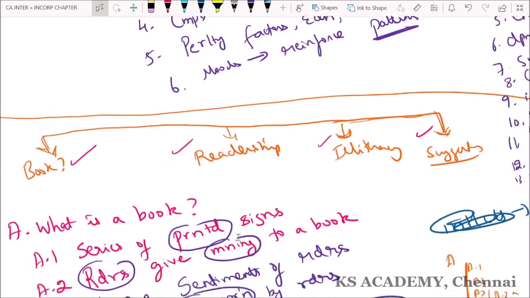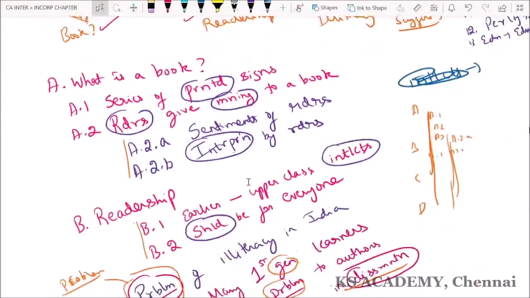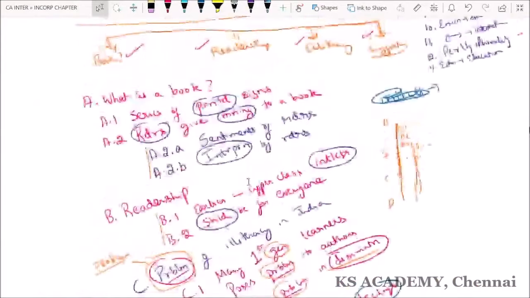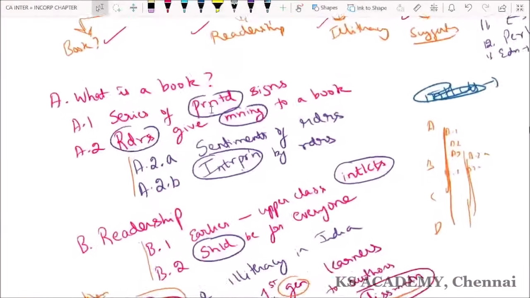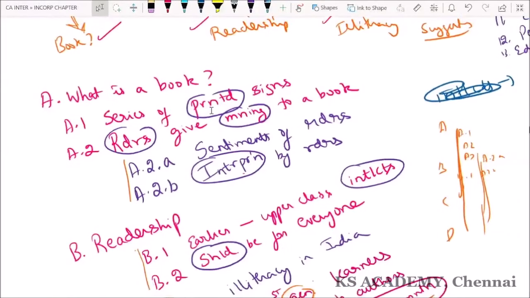Alright, so how does it come, guys? See, this can be written like this. First is, I'll obviously not be writing the abbreviations. I have underlined the abbreviations here. You can write on your own. So first it talks about what is a book. So you can make further A1, A2 or A2A, A2B.